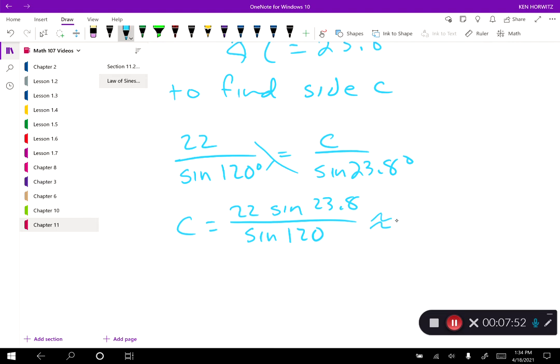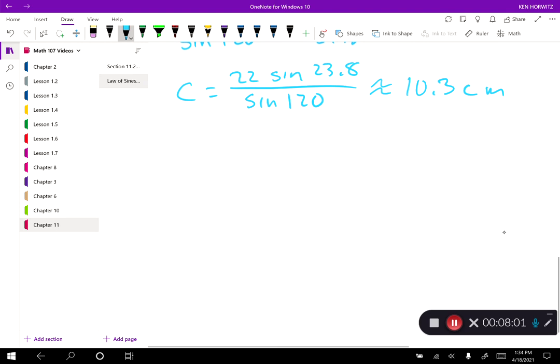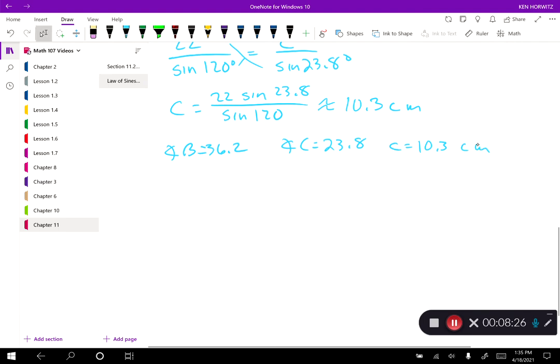All right, hopefully you paused the video to get your answer. I got 10.3 centimeters. So our final answer would be angle B equals 36.2, angle C equals 23.8, and side C equals 10.3 centimeters.